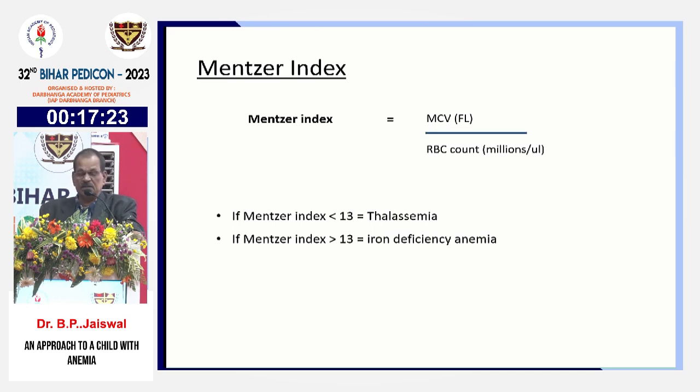This is the question. If Mentzer index is less than 13, you can think of thalassemia. And if Mentzer index is more than 13, you can think of iron deficiency anemia. So it's so simple.